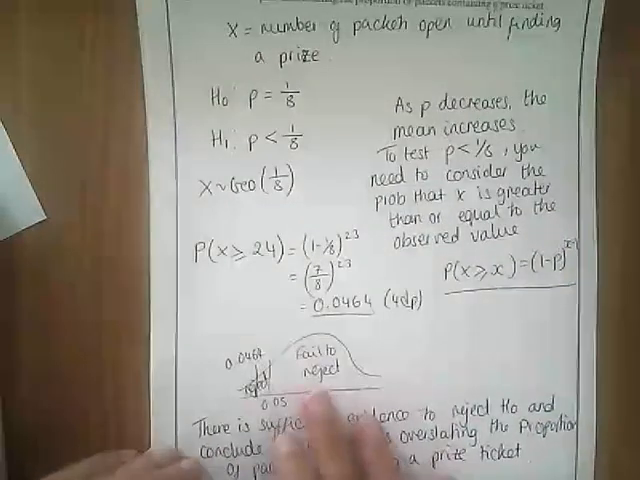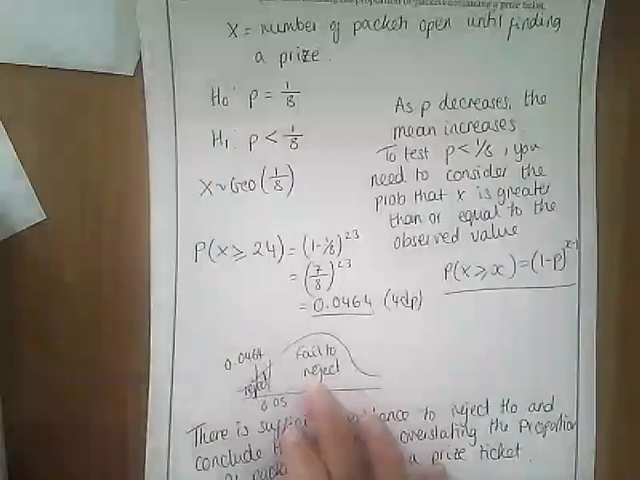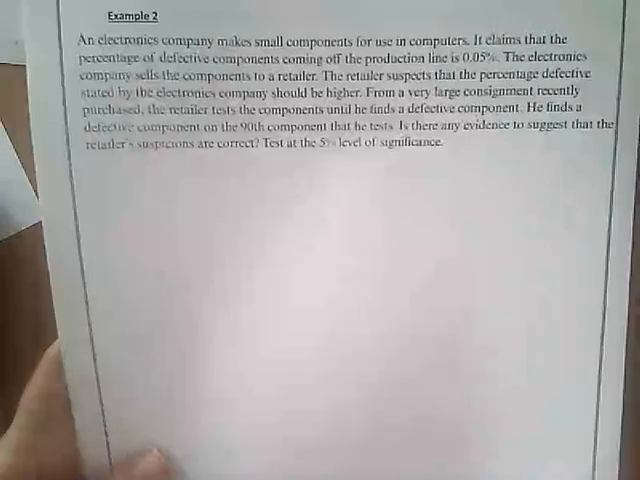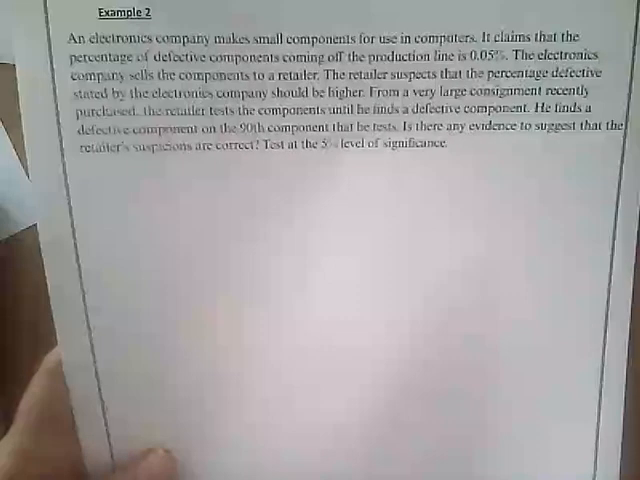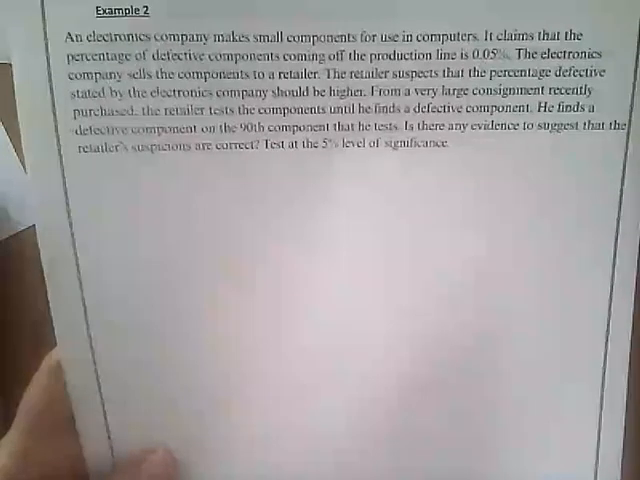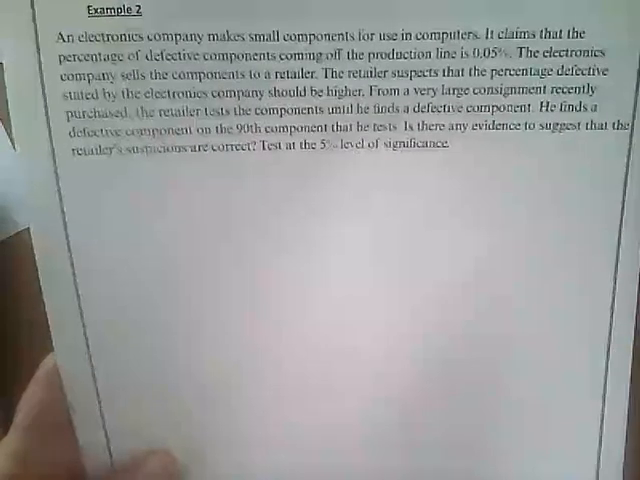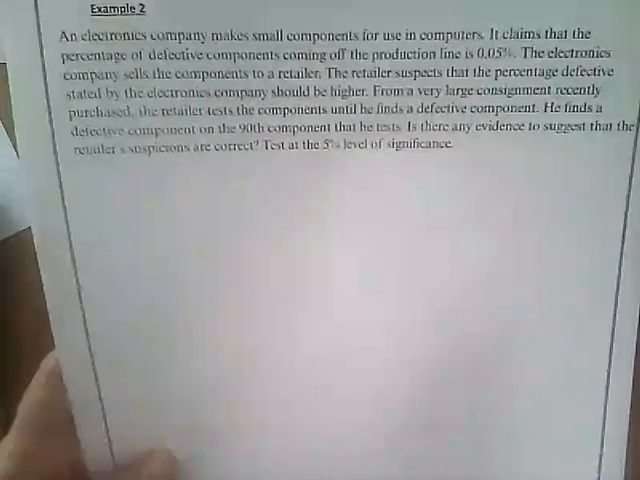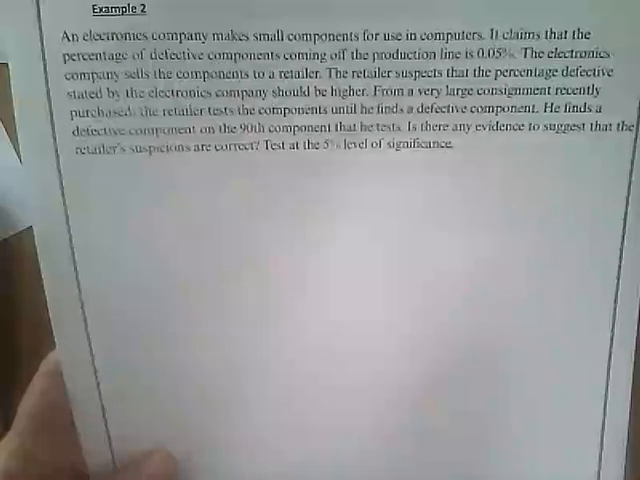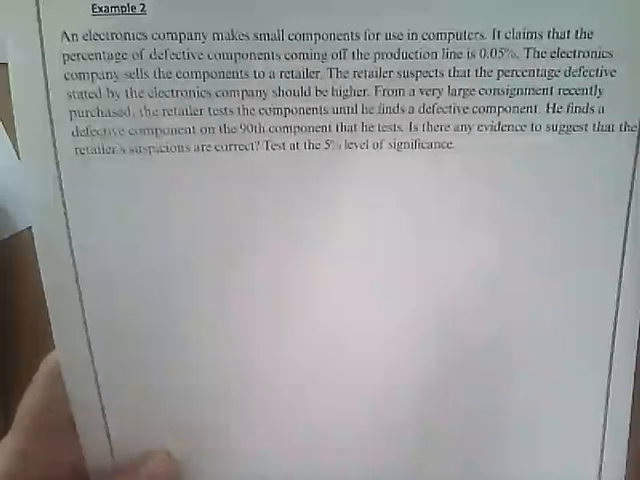Okay, right, let's look at example 2. Example 2 is very similar, but just make sure we're happy with it. An electronics company makes small components for use in computers. It claims that the percentage of defective components coming off the production line is 0.05%. The electronics company sells the components to a retailer. The retailer suspects the percentage defective stated by the electronics company should be higher.